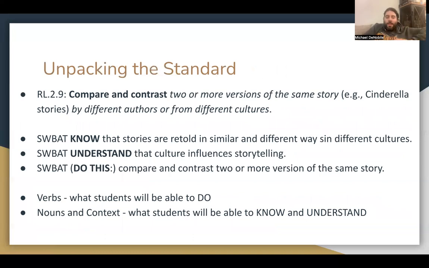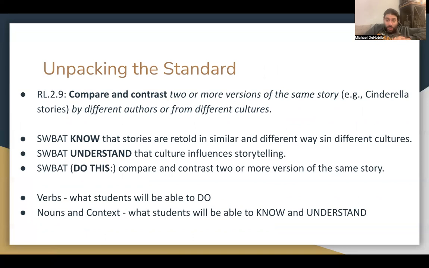So how do we unpack the standard? Let's look at that 2nd grade standard, compare and contrast two or more versions of the same story by different authors or from different cultures. So we want to break down: What do we want the students to know? What do we want them to understand? And what do we want them to do? Now, the standard gives us clues.